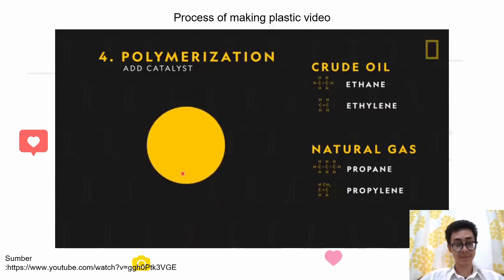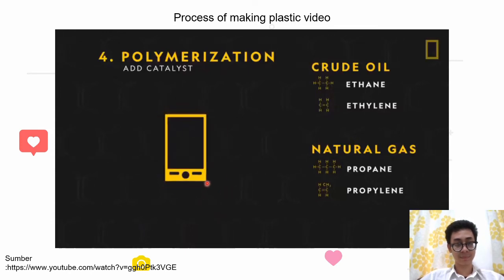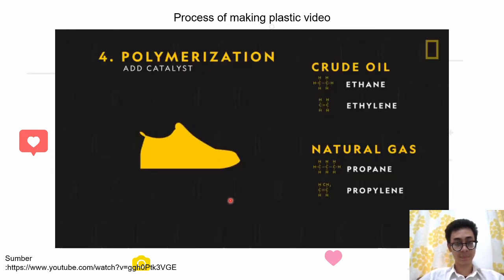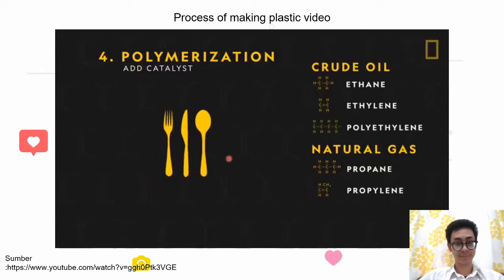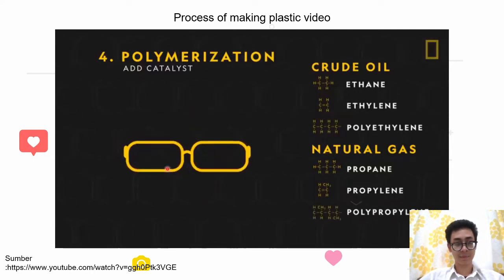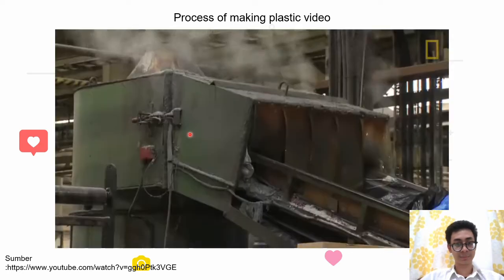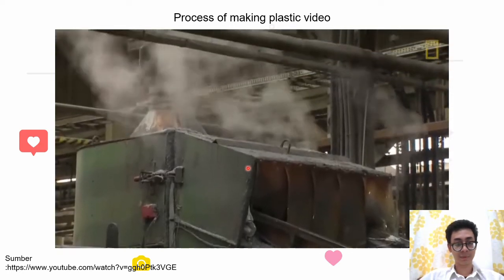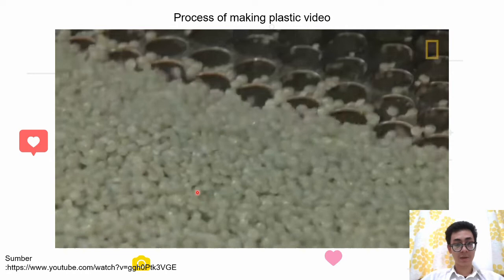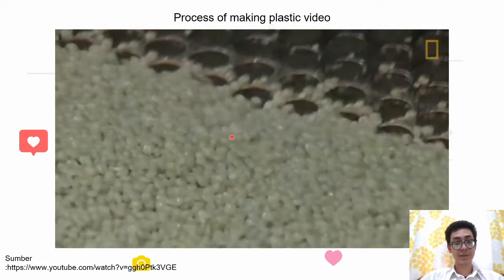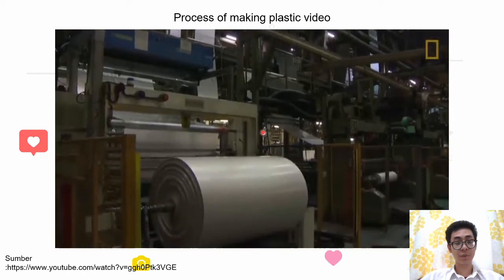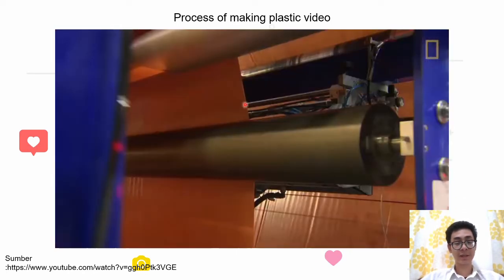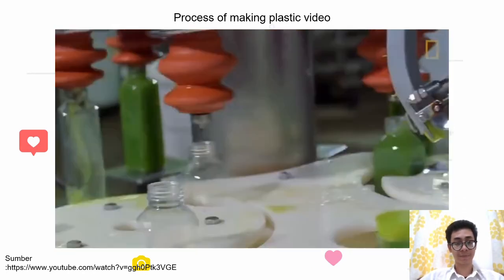This structure allows plastics to be easily molded and shaped, especially under heat and pressure. Polymerization converts ethylene into the resin polyethylene and propylene into polypropylene. These resins are then melted, cooled down, and chopped up into tiny plastic pellets known as nurdles. Nurdles are later transported to manufacturers who use heat to melt and reshape the nurdles into products.